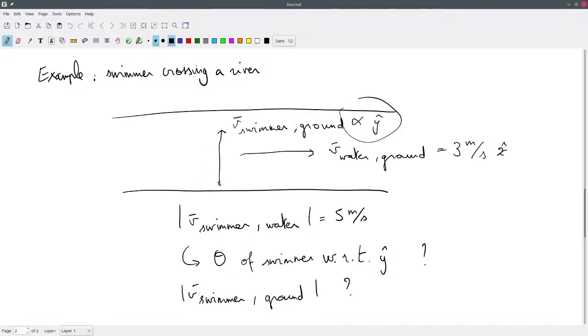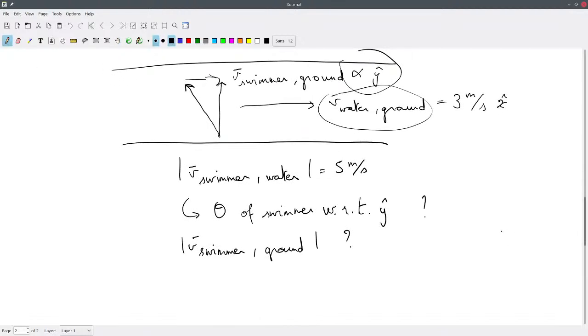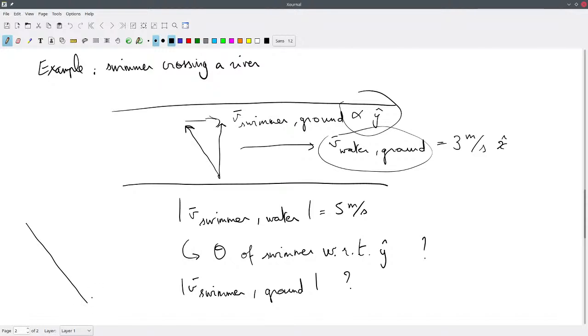So the direction in this case will be in this direction. As a swimmer, I used to be a swimmer myself, I have to swim slightly upstream so that along with the motion of the water with respect to the ground, I end up swimming straight across the river. And of course I've picked the directions and the angles now such that if we draw a little triangle here, this is V swimmer with respect to ground, this is V swimmer with respect to water, and this is V water with respect to ground. So those are our vectors.